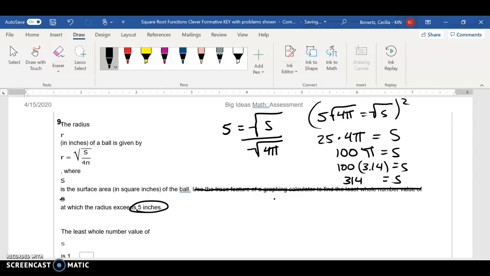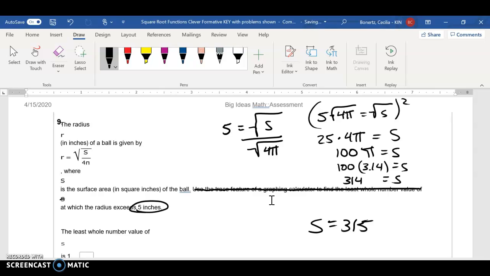So I know that it's a little bit more than 314 because 3.14 actually has some numbers after it. So this would be 314 point something something something. And then I have to go back to the problem, and it says at which the radius exceeds 5 inches. So I really want it to be something a little bit more than this. So that's why I wouldn't round down to 314. I would round up to 315 to compensate for that decimal piece of it.